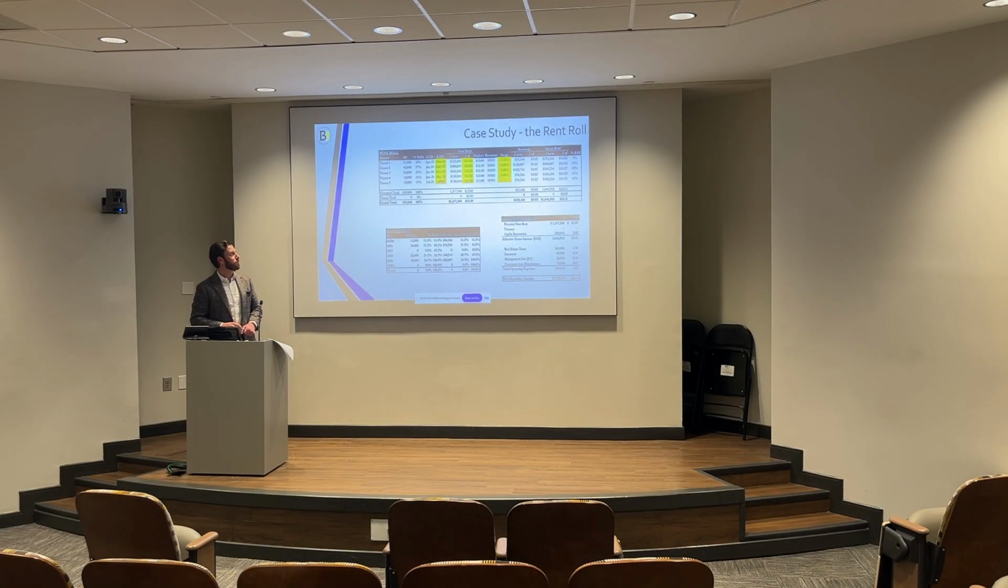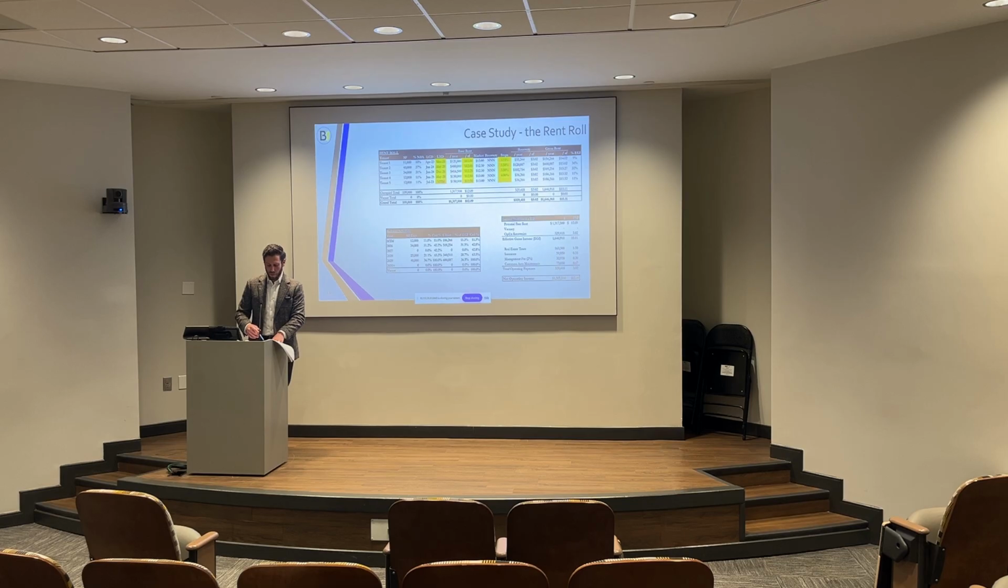All right. So what we're going to try and do is underwrite this real estate investment. We have 5 tenants on this rent roll. As I said, it's 100% leased. And I've highlighted a couple of columns that we're going to think about as we work through our business plan on this investment.